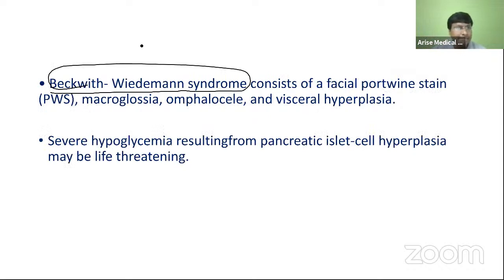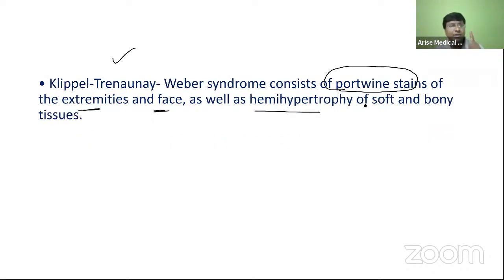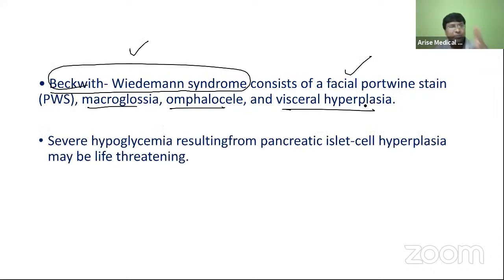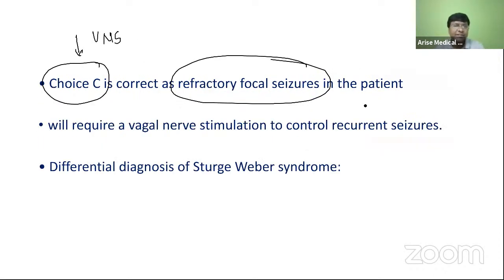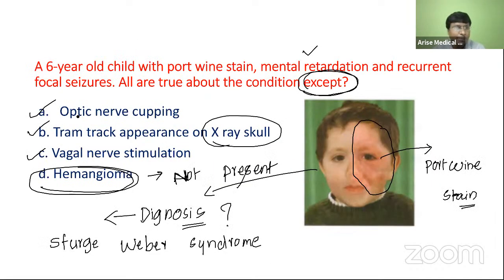Next one is Beckwith-Wiedemann syndrome. There also you have the facial port wine stain. But in Beckwith-Wiedemann syndrome, you have macroglossia, you have omphalocele, you have visceral hyperplasia. So Sturge-Weber syndrome, Klippel-Trenaunay-Weber syndrome, and Beckwith-Wiedemann syndrome, these are the differential diagnoses for your port wine stain, right?